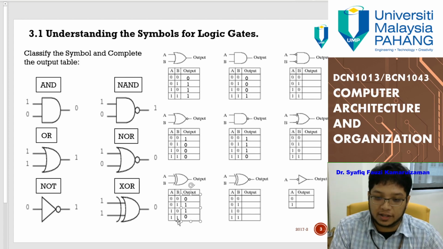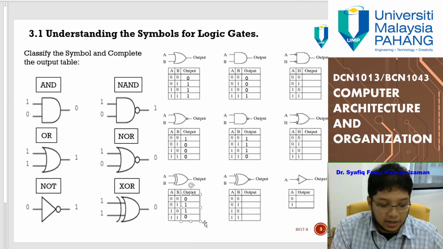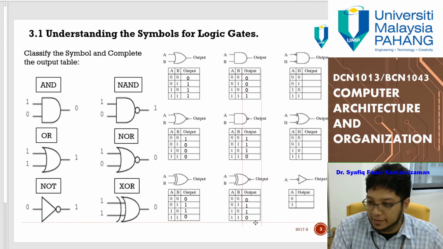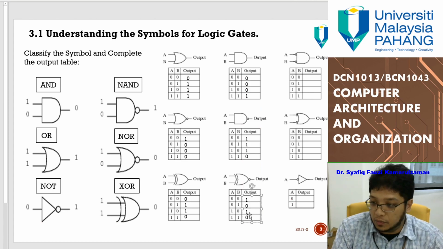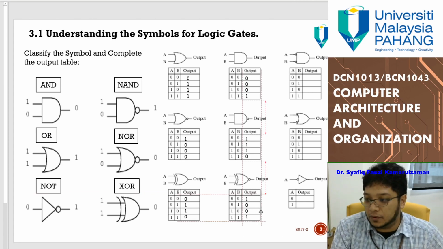Okay, 1 plus 1 is 1, 0, right? So there is 0 down and 1 going up next. So this one is where we use XOR. And then we have this one, what you call it, NXOR. This one is the opposite of what you have here: 1, 0, 0, and 1.